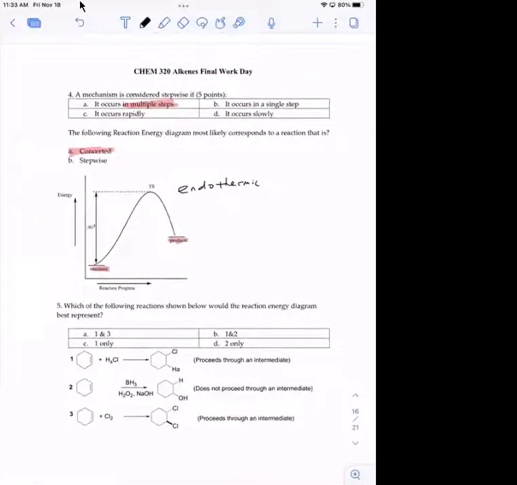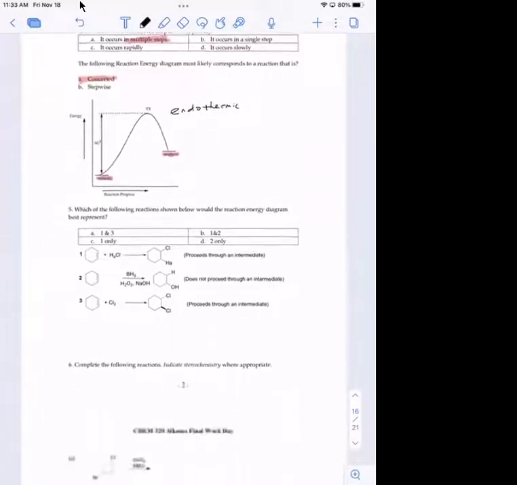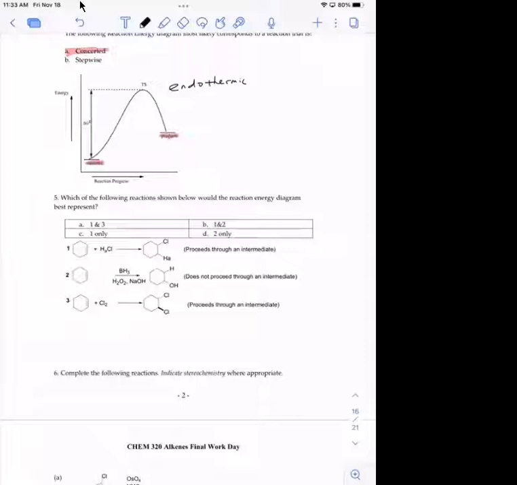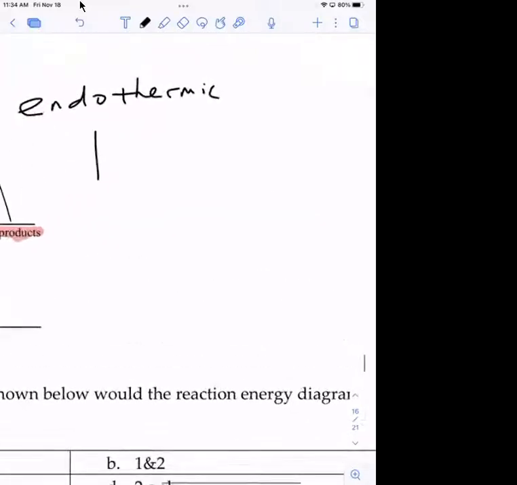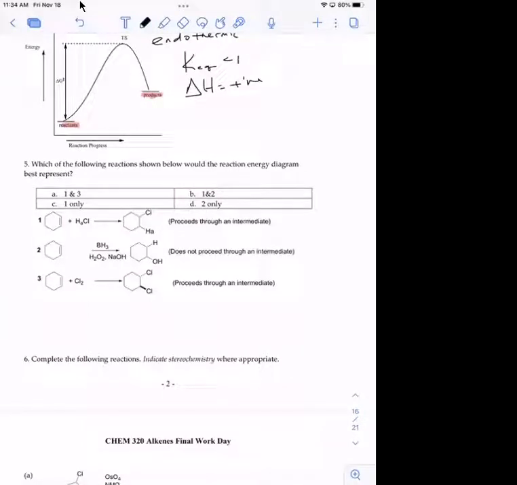What is KEQ if it's endothermic? Is it greater than 1 or less than 1? And is delta H positive or negative? KEQ is less than 1. Good. Is delta H negative or positive? Positive. Good. Less than 1, delta H is positive. All right, I'm just refreshing you. Let's look at the next question.